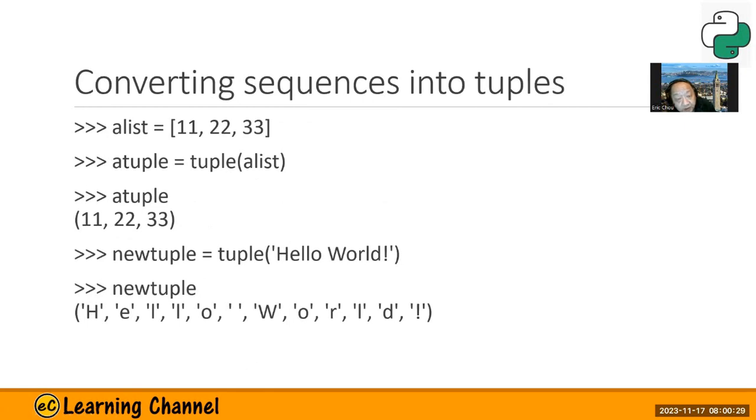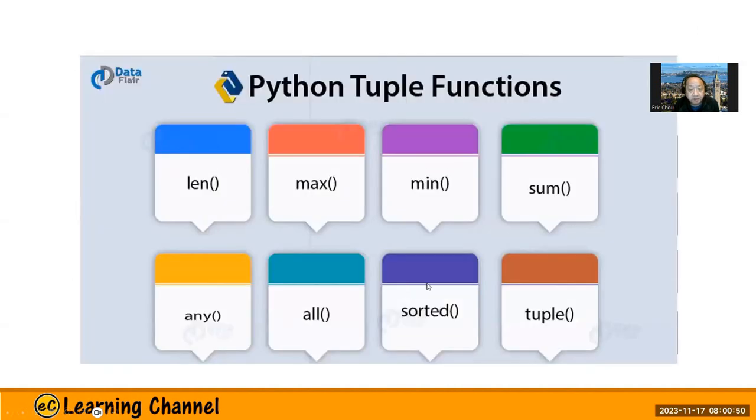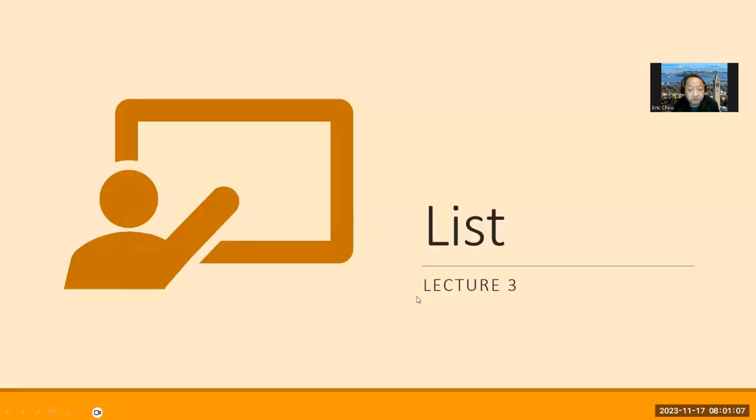Converting a sequence into a tuple: if you have 1, 1, 2, 2, 3, 3, that is a list, and you use tuple of a list, that will convert the list to a tuple. You can also convert a string to a tuple. A string is a collection of characters, so the new tuple would be a tuple of characters. For tuples, you will also have the length, maximum, minimum, sum, any, all, and sorted functions. This is similar to strings and lists. They all have these different functions.